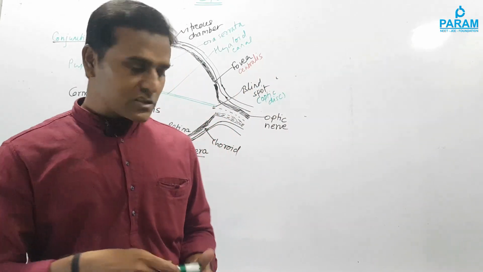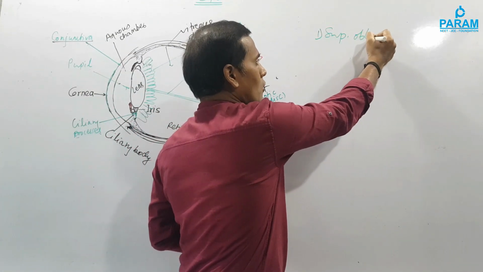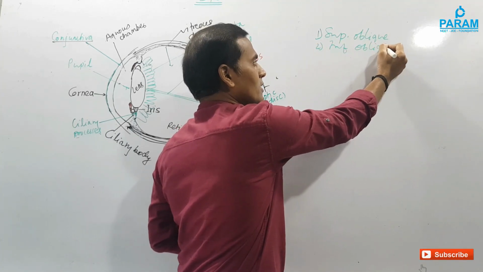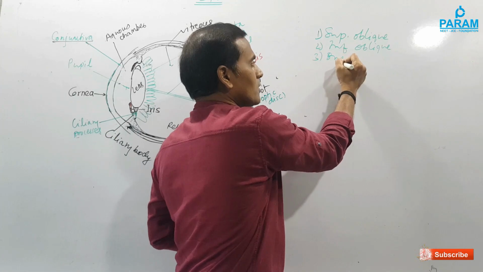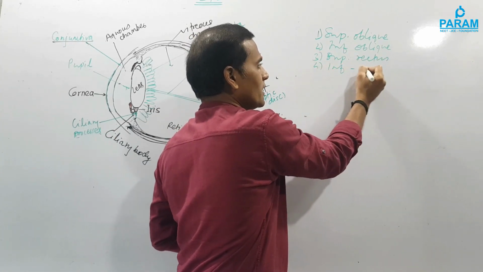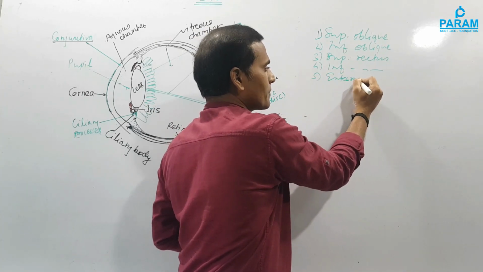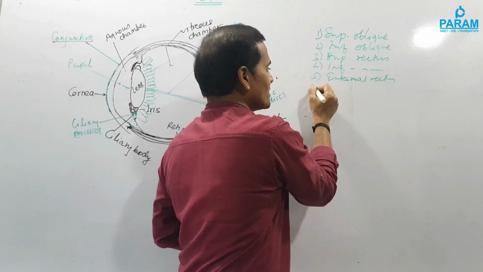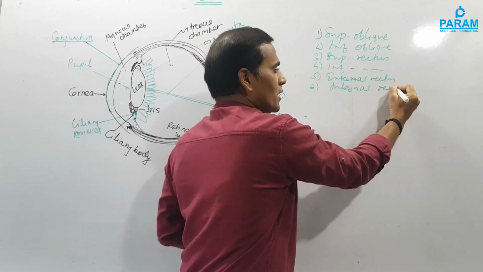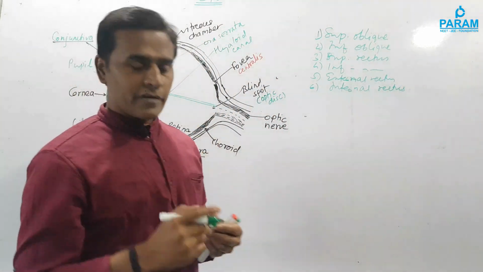These 6 muscles are, first one, superior oblique, second is inferior oblique, third superior rectus, fourth is inferior rectus, fifth external rectus, and sixth is your internal rectus. These 6 kinds of muscles regulate movement of the eyeball.